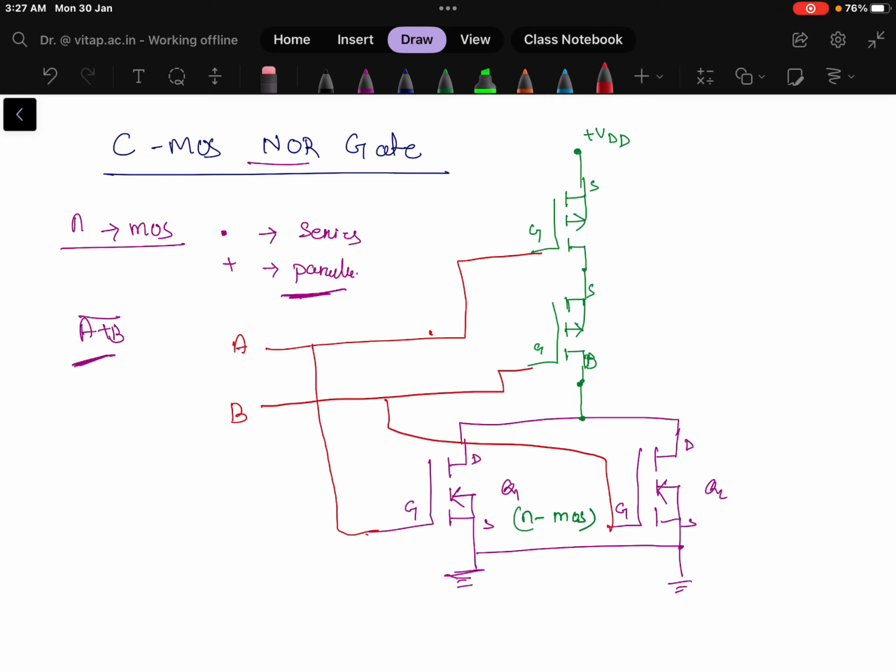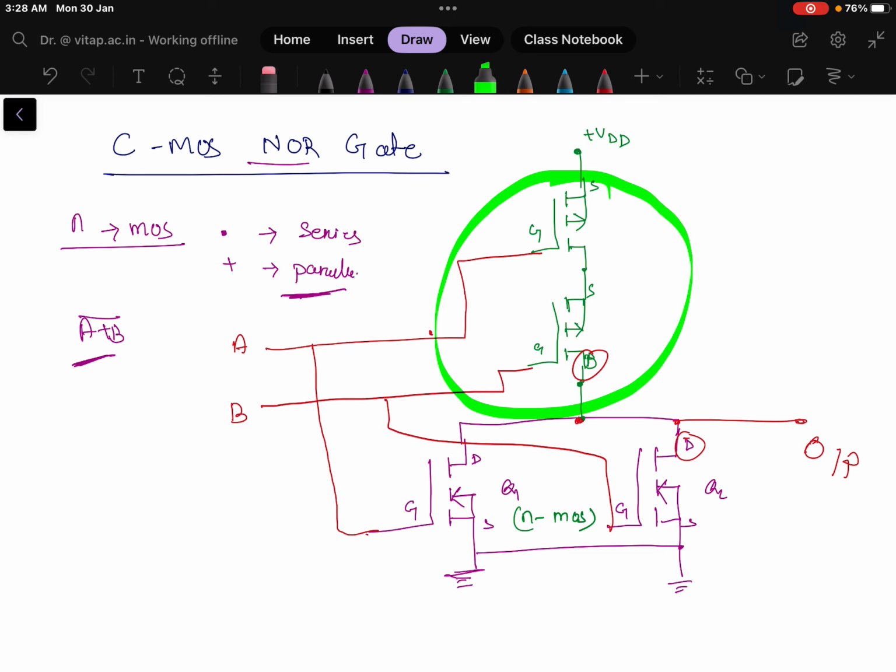And from where does the output have to be taken? The output will be taken from the common point of both the PMOS and NMOS. So this is drain here, this is drain here. So the common point here or here. Wherever I can take, I will take the output from here. Remember, this one is your PMOS and this is your NMOS. So this is the combination of both PMOS and NMOS.